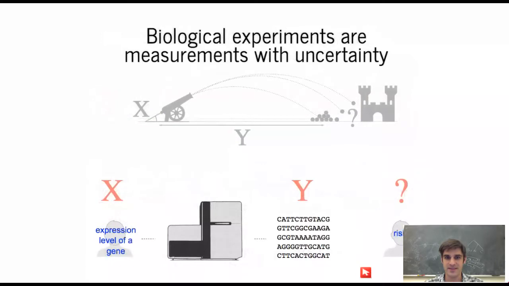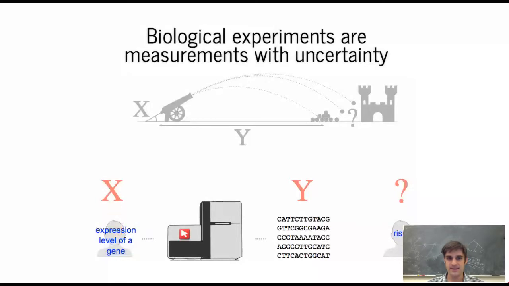Why am I talking about these castles and such? Well, biological experiments are, of course, measurements with uncertainty. So instead of thinking about things like cannonballs and such, let's say that we have an individual, and this individual has a gene, perhaps like an oncogene or something that is not good, but we're curious about what is the expression level of this gene. Let's call that expression level X.